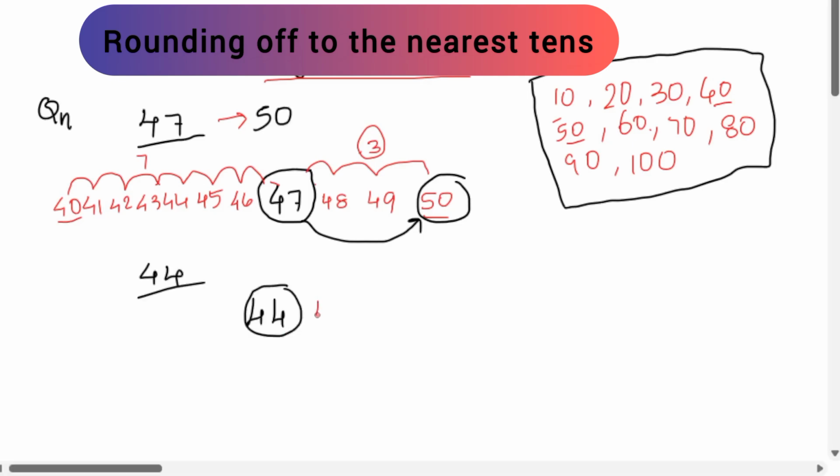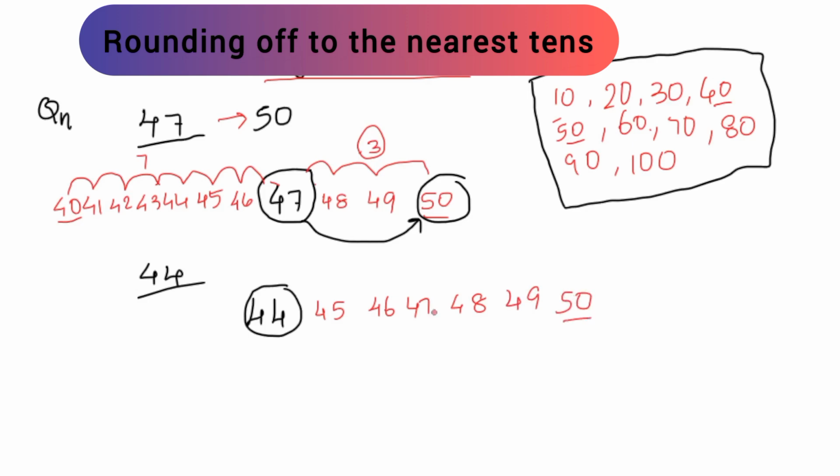Let's check one more example. 44. Friends, please pause the video and try to find out the nearest tens. Here our number is 44. So while counting forward and backward, we will also get two tens, that is 50 and 40. To check which one is closer, first identify the position of 40 and 50. That is, 50 is in the 6th position from 44 and 40 is in the 4th position from 44.